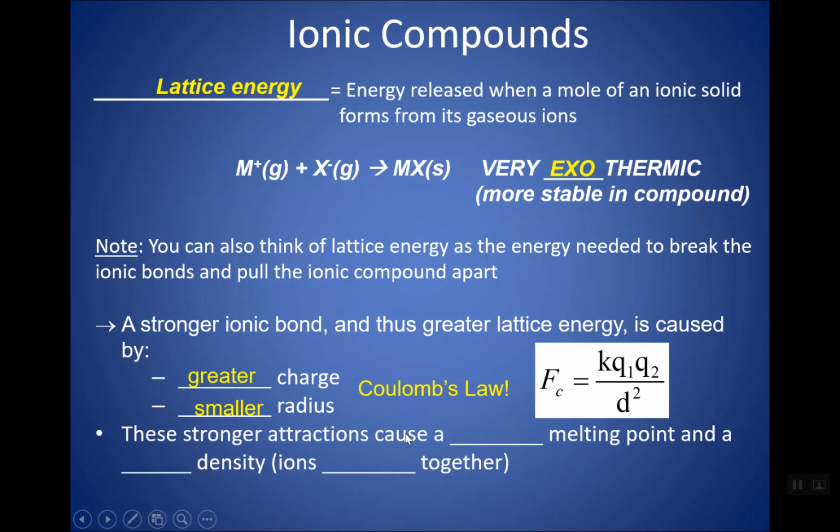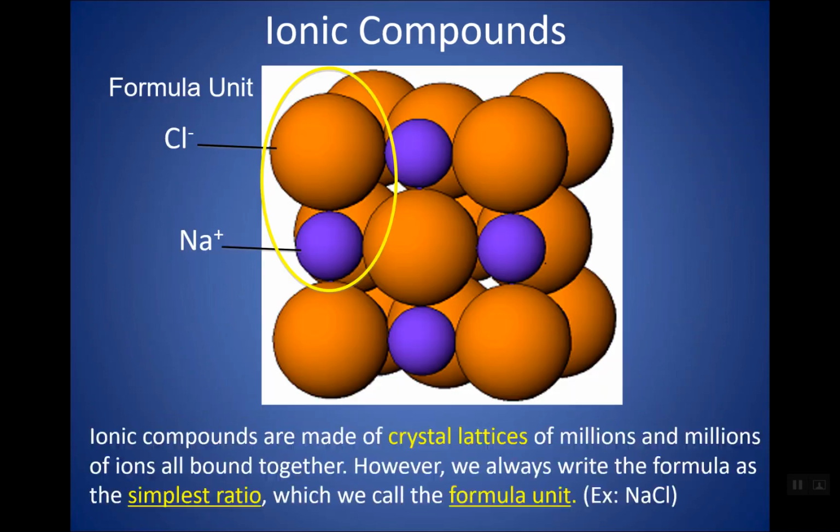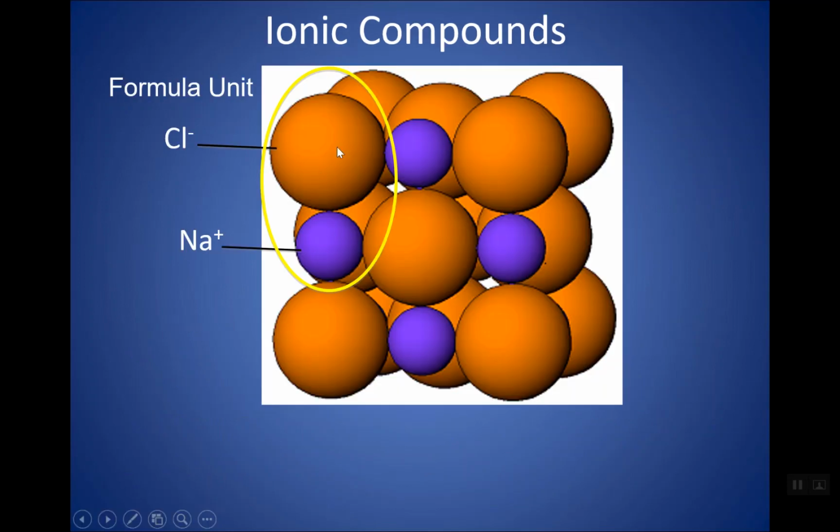Okay, and if you have a stronger ionic bond, it's going to not only increase the lattice energy, but it's going to cause a higher melting point. It would take a lot more energy to break apart that solid lattice to melt it. And it would also cause a much higher density because the ions can get closer together if they attract each other more. So if I go back to my picture, the higher the force of attraction between the ions, the less space there is between ions, and this can get more densely packed.